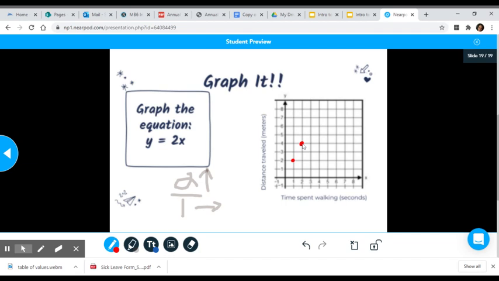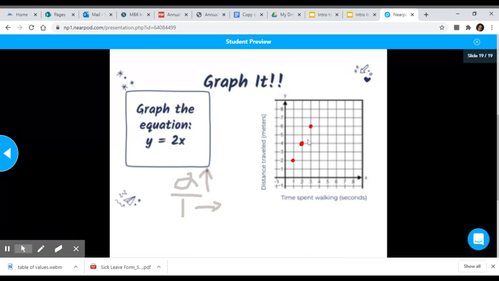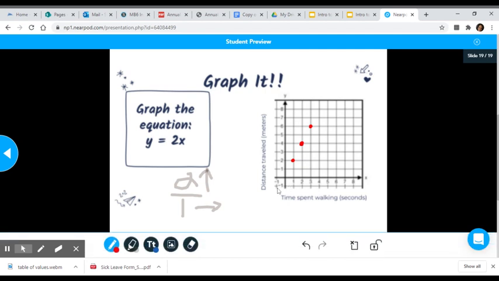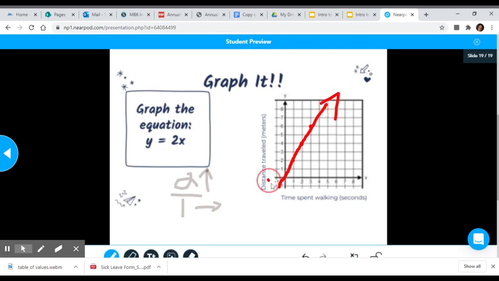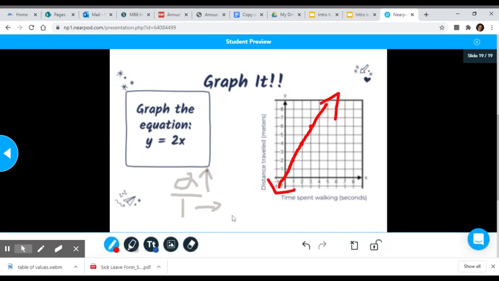So I'm going to do one more point because it's always good to have at least 3 or 4 points. So I'm going to go from this point, I'm going to go up 2, 1, 2, and then I'm going to go to the right 1. And when I do, I now have a line. I'm going to draw it to the best of my ability. There we go. That represents Darnell's walking.